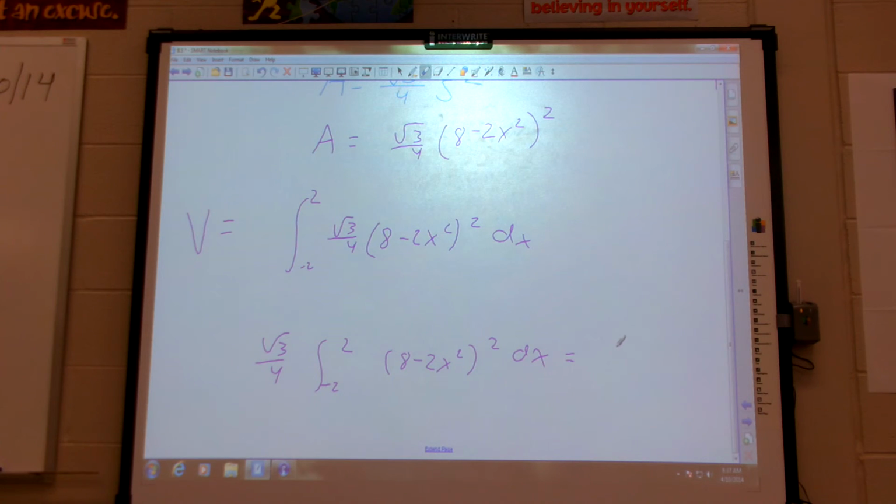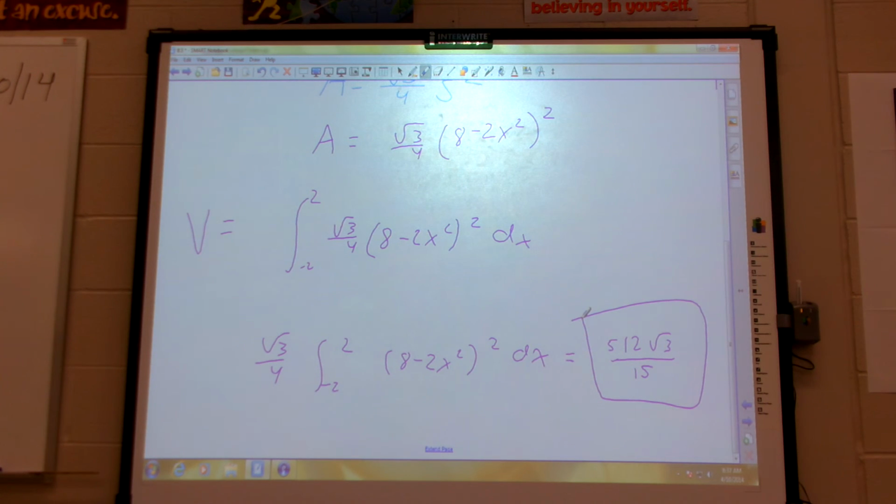What do we get? Don't worry about putting 512 times the square root of 3 over 15. I got 512 square root. Did you multiply by square root of 3 over 4? Yeah, I put it in front. Negative 2, 2. You square everything? That sounds about right. Let me see what I put in. Oh, because you put square root of 3 over 4. Square root of 3 over 4. Did you do the same thing?